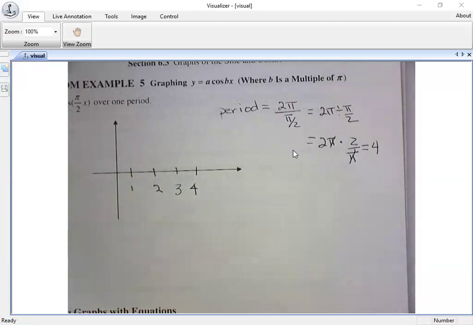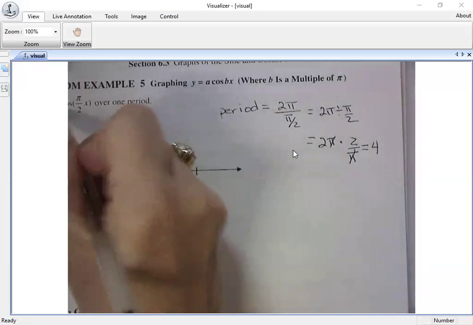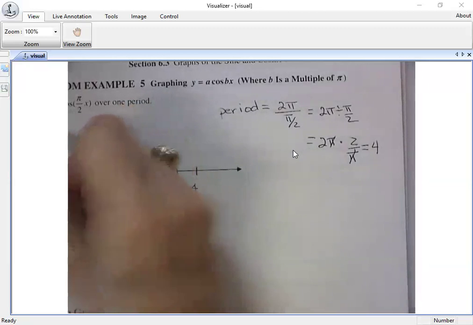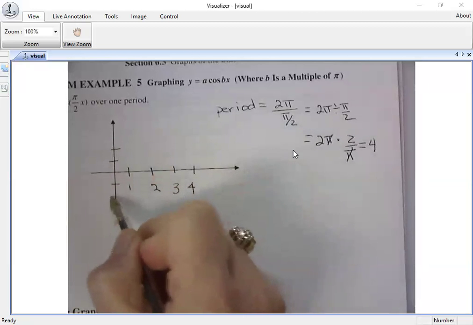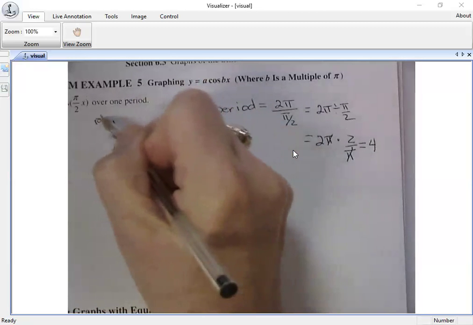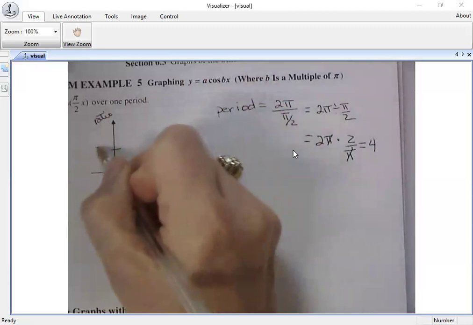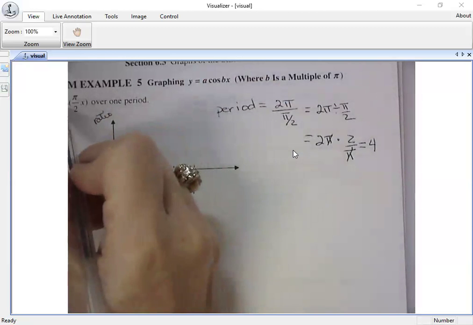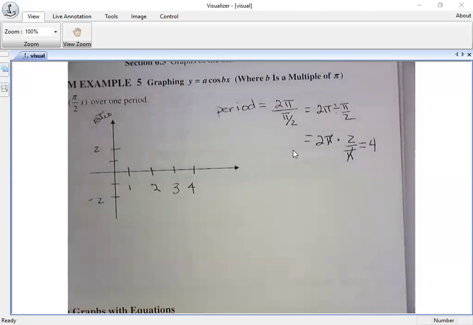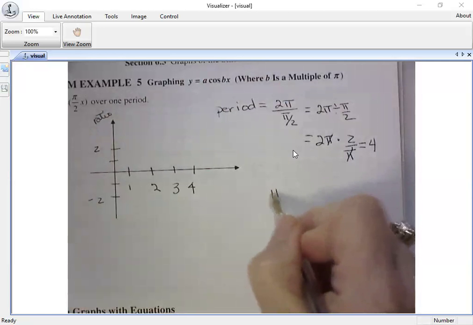Do I have any change in amplitude? Yes. What is it? 2. All right, so my amplitude is 2. That means that my y values have to go up at least to +2 and down to -2. Now, because it's a cosine function, what is it that you would think of for graphing?